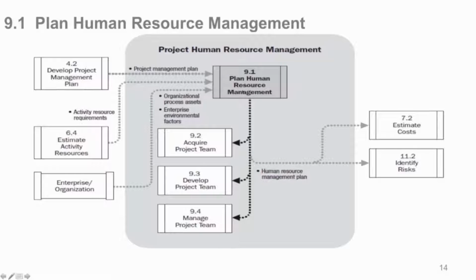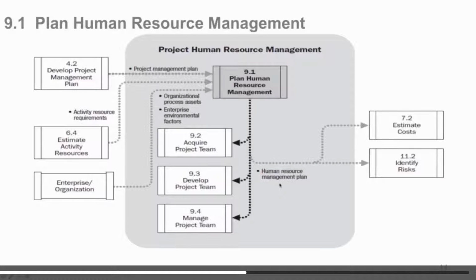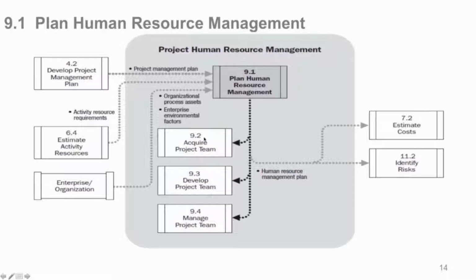So the main input other than the plan up here, which includes the staff management plan once it were created, is the resource requirements to do all the detailed activities to build your deliverable. You need to know who those people are so you can manage them. So they come in, and the main output, of course, and single output, is the human resource management plan. And that goes directly into how you're going to acquire the team, once you have that list, how you're going to develop them and manage them.